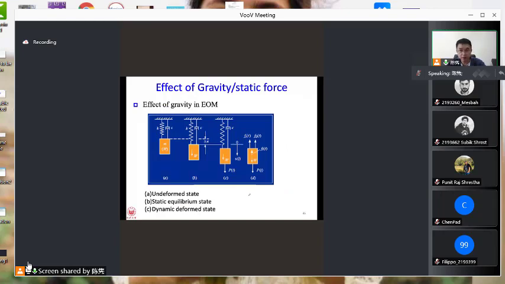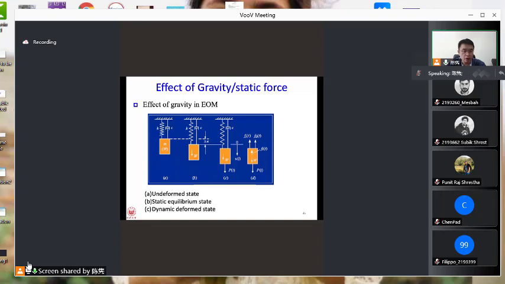So this is the main content of today's lecture, which is the derivation of the equation of motion. And there are two special topics we need to discuss. One is the effect of gravity on the equation of motion, how we consider the effect of gravity in the equation of motion. Let's see these pictures.